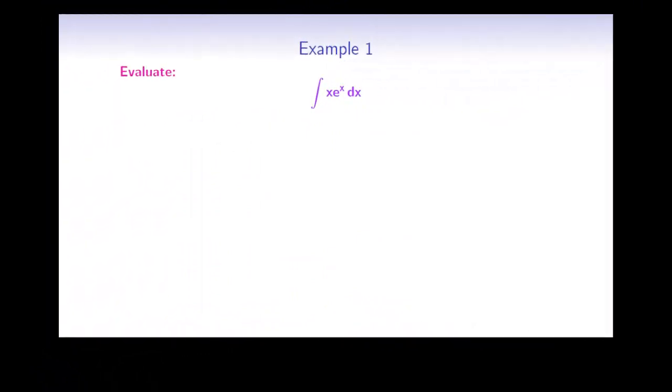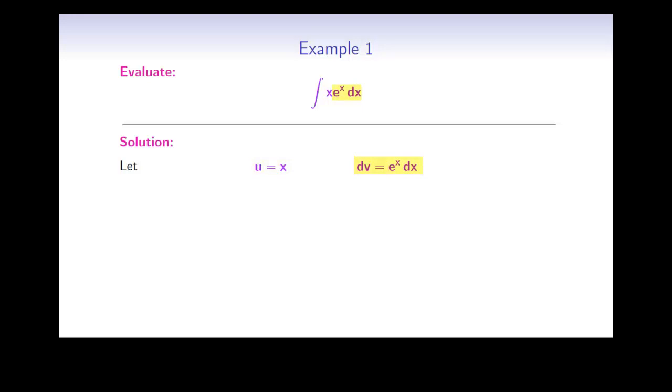Let's have a look at an example. Here we have the integral of x multiplied by e to the power of x, so we have a product. First we need to choose our u and dv. Here we'd like to choose u equals x and dv equals e to the power of x dx. This means that u is going to be easy to differentiate. The derivative of x is just 1, and e to the power of x would be easy to either integrate or differentiate. So v is equal to e to the power of x.